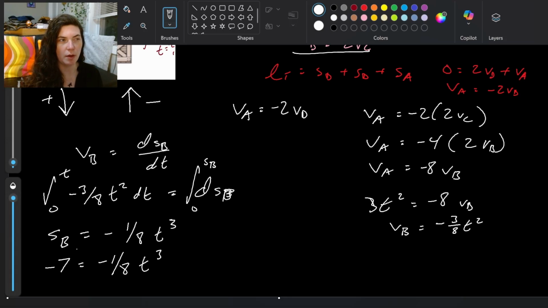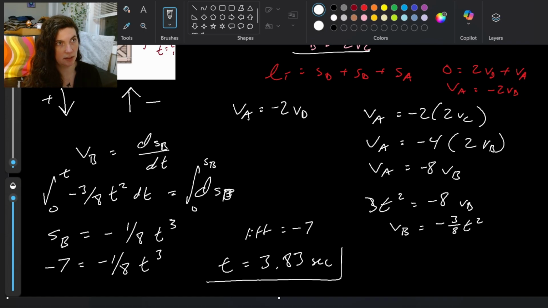So once we recognize that our lift is going to be -7 feet, we can plug that in, and then we can solve for t. This is just a matter of plugging this into your calculator, and we get that it takes 3.83 seconds to lift 7 feet. That's pretty quick. I mean, 7 feet, that's taller than most people. To do that in 4 seconds, pretty quick.